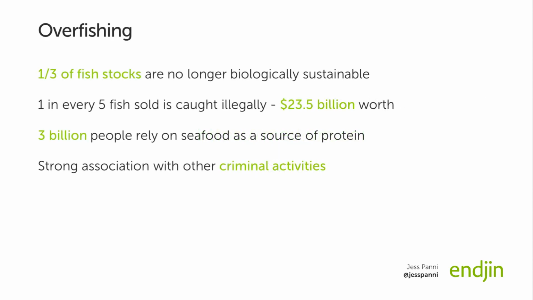Overfishing is having a devastating environmental impact on the health of the world's oceans. The UN estimates that a third of all fish stocks are no longer biologically sustainable. This has significant consequences for the environment and for the estimated 3 billion people worldwide who rely on fish as their main dietary intake of protein. There are also wider associations with other criminal activities, such as slavery and people trafficking.